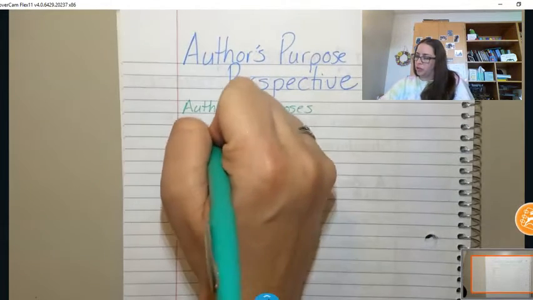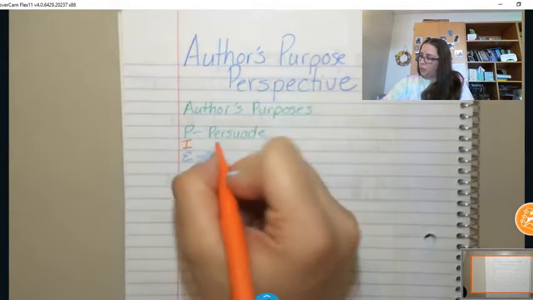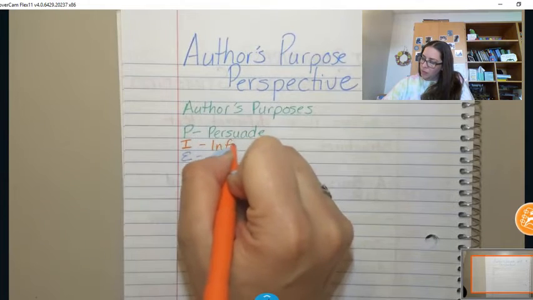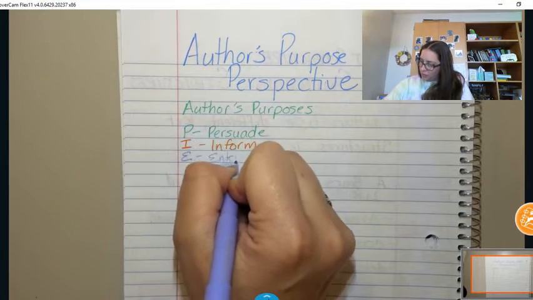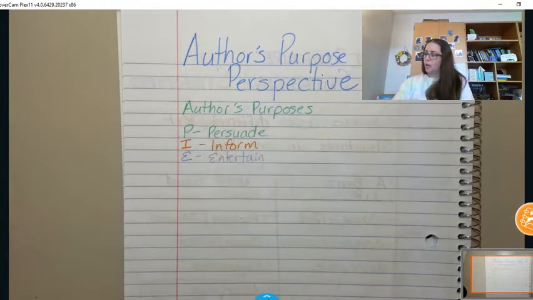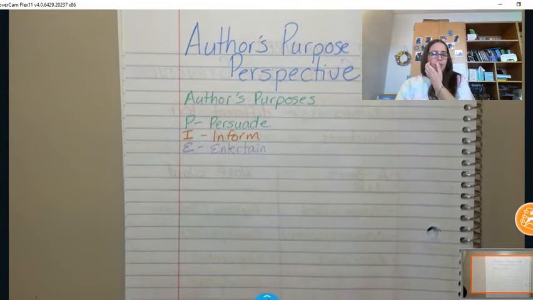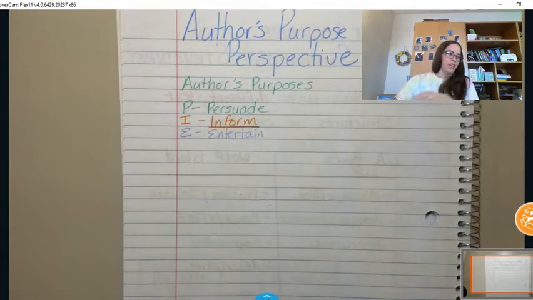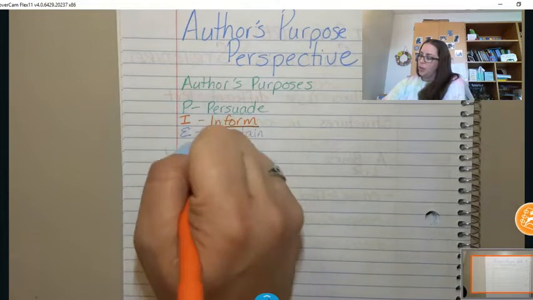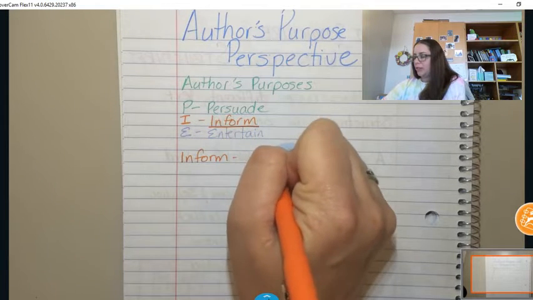So the first one is to persuade. Second reason is to inform. And last but not least is to entertain. Okay, so we have persuade, inform, and entertain. And if you have not guessed it already, there is one specific purpose that we have for informational text, and that would be to inform. So basically with inform, we are passing on information.